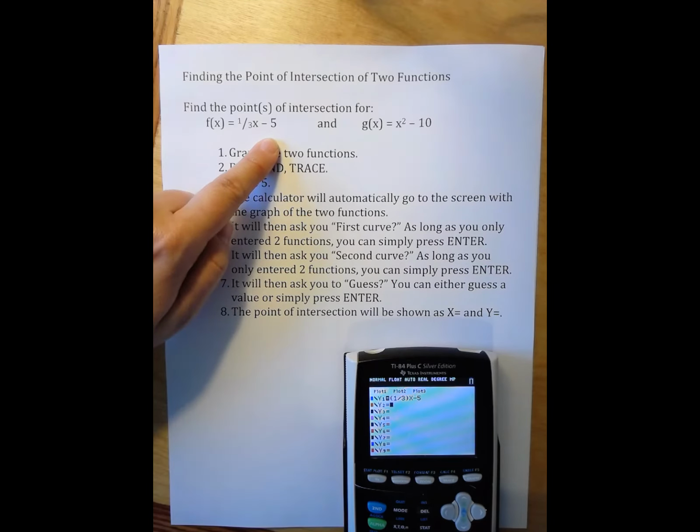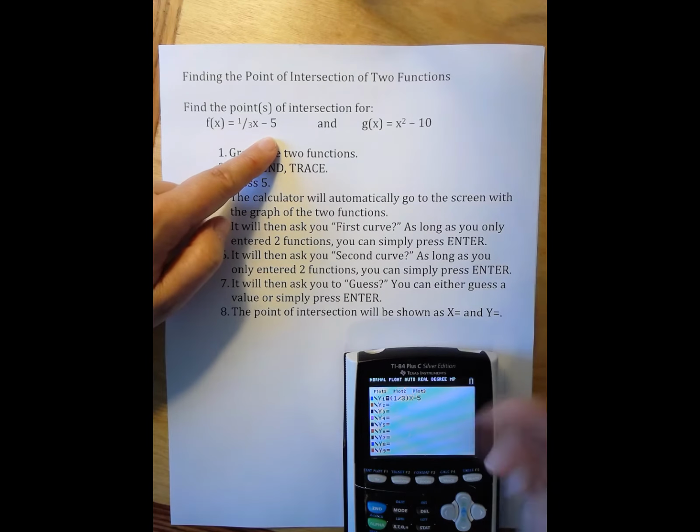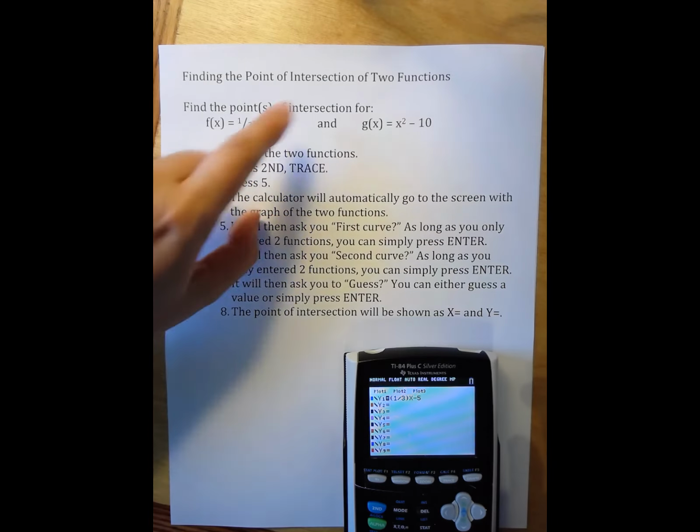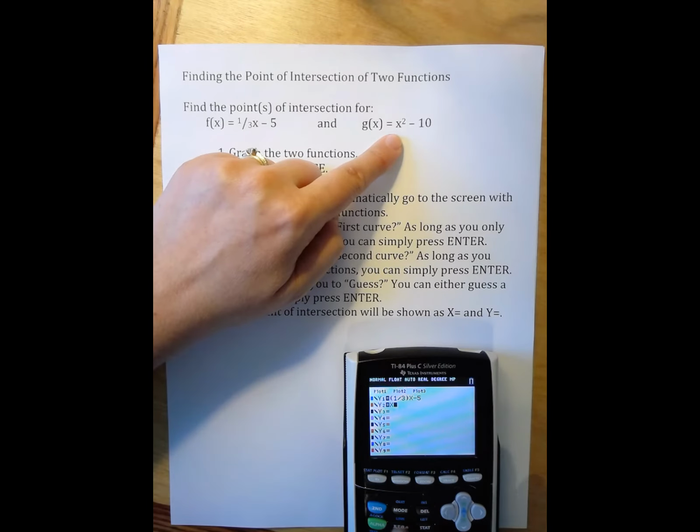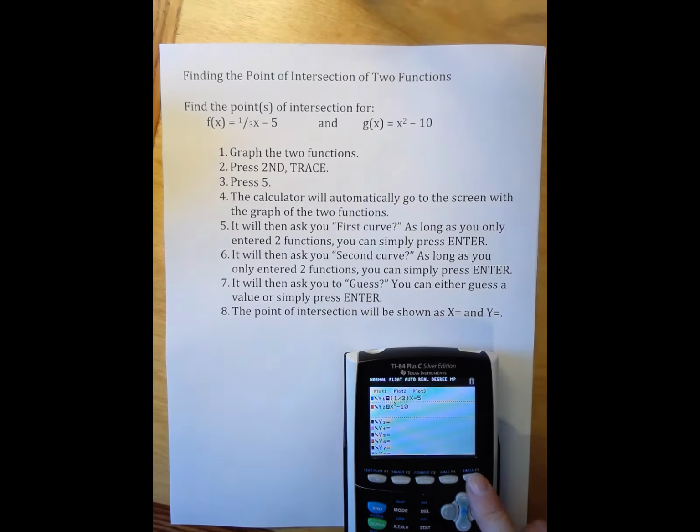Up till now, I've generally only entered one function, but I can actually enter as many as I want. The screen here gives me 9, but I can scroll down to up to 10 of them. So I need to enter the second function, which is x squared minus 10. I'm now going to press the graph button just to see what these two functions actually look like.